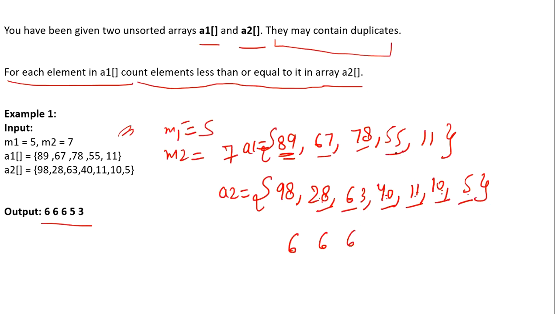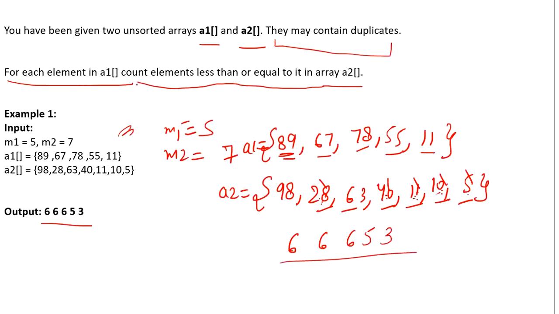Next, we will move to 55. So the elements less than or equal to 55 are 1, then 2, then 3, then 4, then 5. Because 63 is greater, we won't include 63. Next, we have 11. So for 11, which elements are less than or equal to 11? 10, 11, 5. Okay, these three elements. So 3. So that's why we are getting 6, 6, 6, 5, 3.